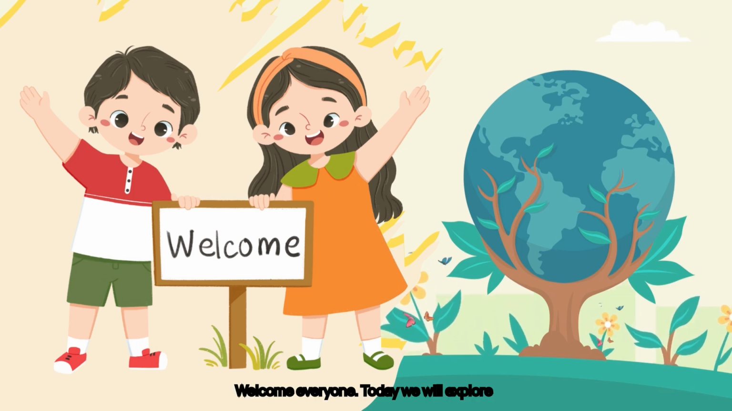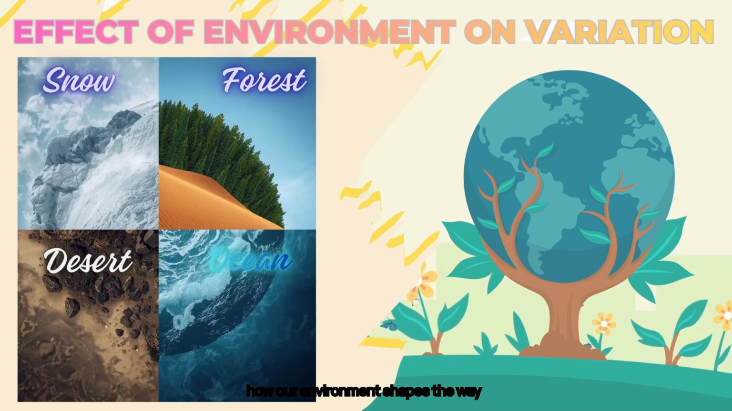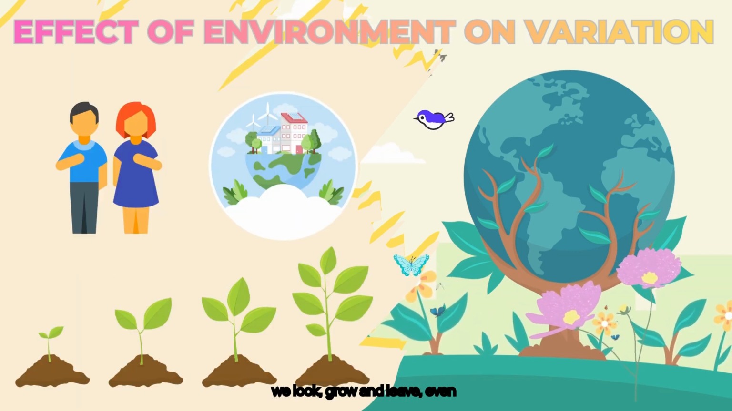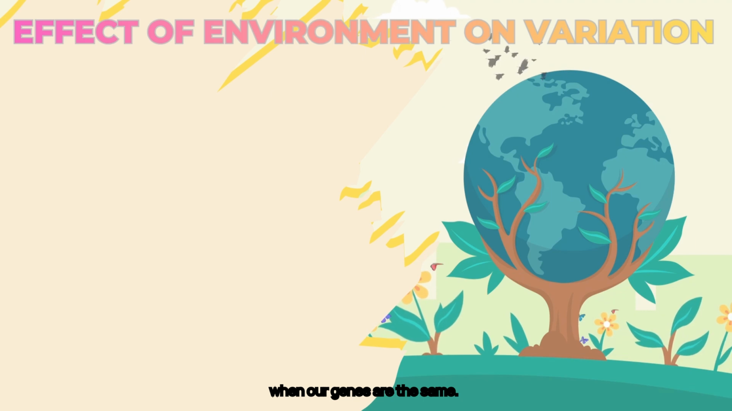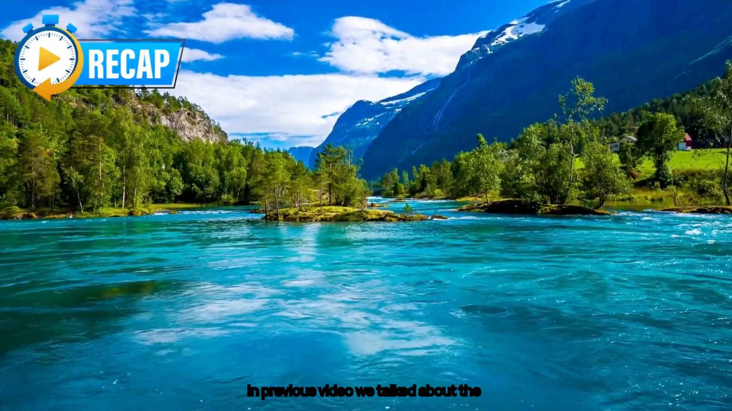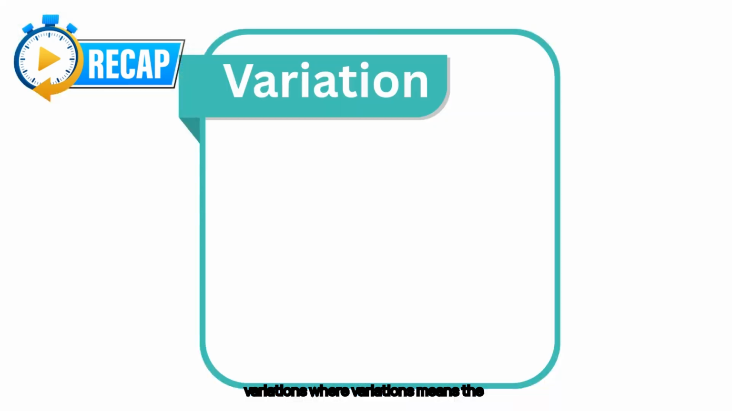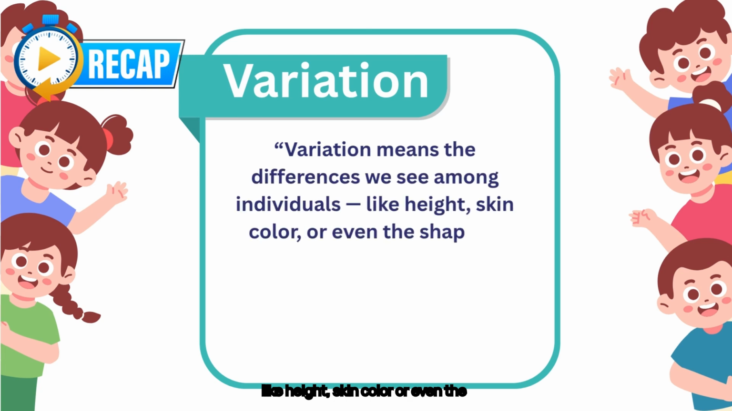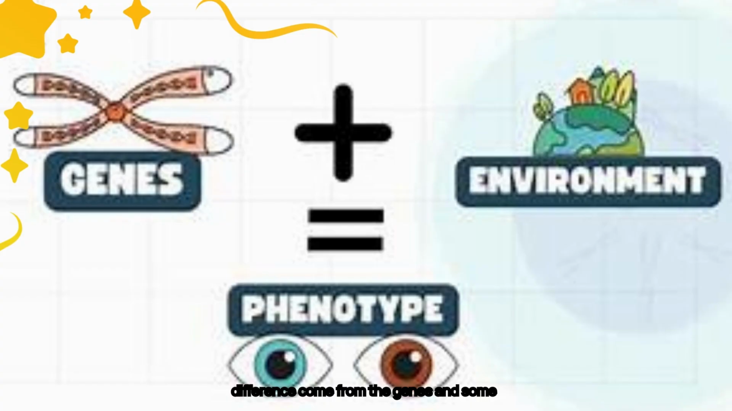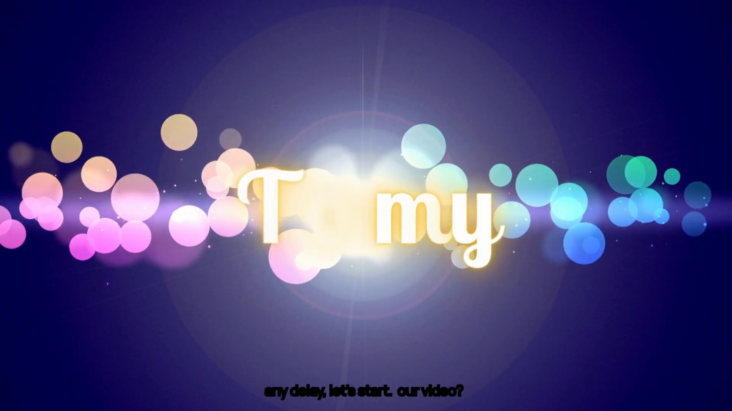Welcome everyone. Today we will explore how our environment shapes the way we look, grow, and live, even when our genes are the same. In the previous video, we talked about variations, where variation means the differences we see among individuals, like height, skin color, or even the shape of leaves in a plant. Some differences come from the genes and some from the environment. So, without any delay, let's start our video.